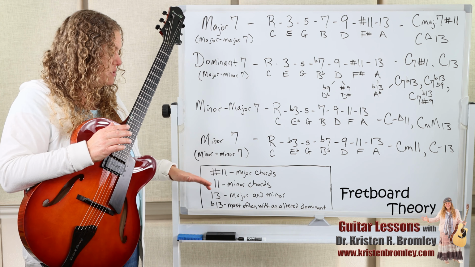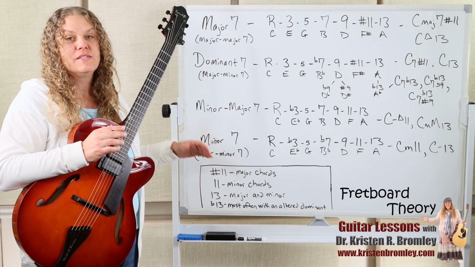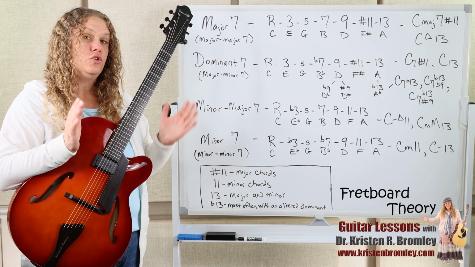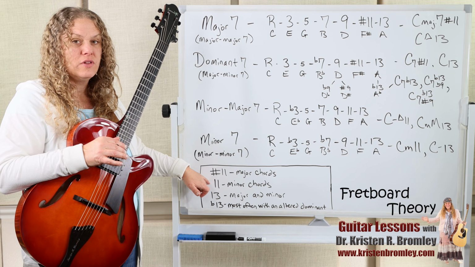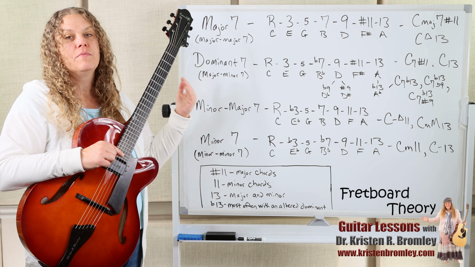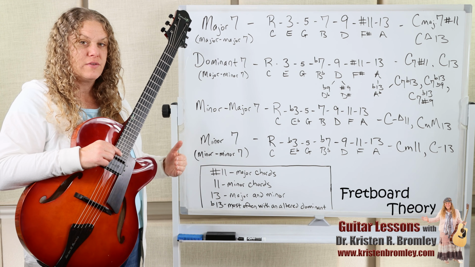So most often we're going to see a sharp 11 used when it's a major chord. So that's our major 7th and dominant 7th chords usually. The natural 11 works really great against the minor 3rd. So we're going to see that one over the minor major 7th chords or the minor 7th chords the most.